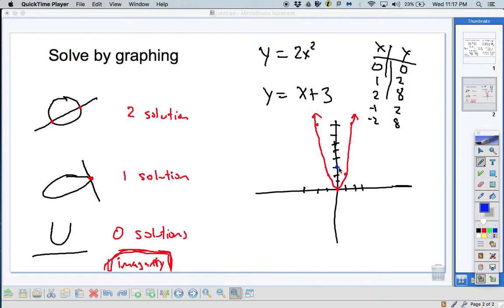And our slope is 1, so it's going to be up 1 over 1, up 1 over 1, up 1 over 1. And we can go the other way, down 1 over 1, down 1 over 1, down 1 over 1. Okay, so there's our nice slope. And the nice thing is I know one of these intersection points.